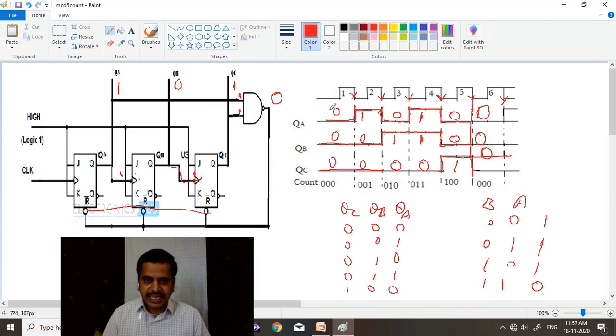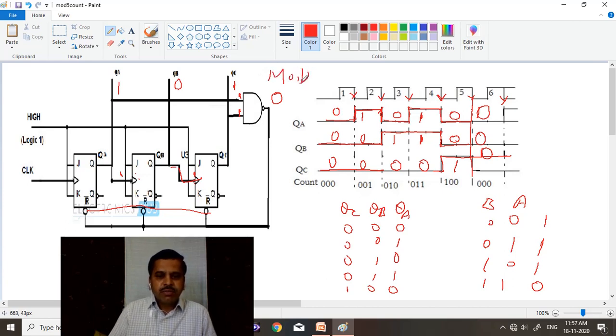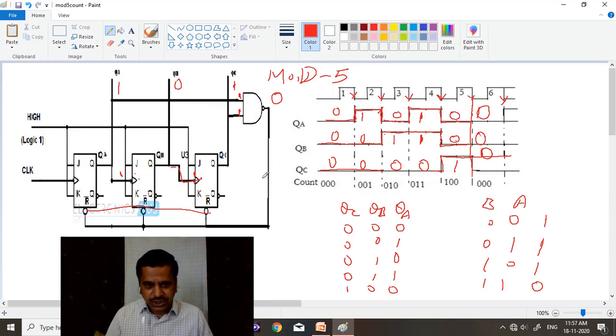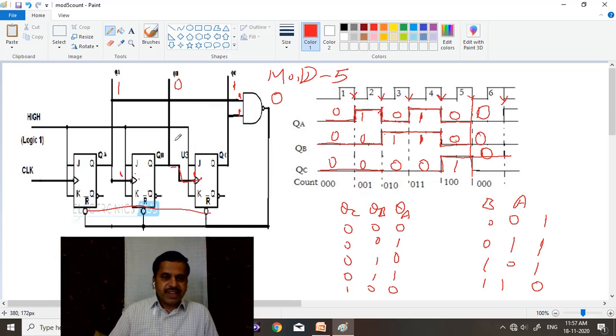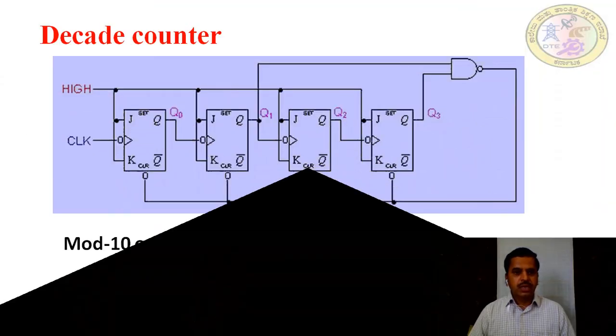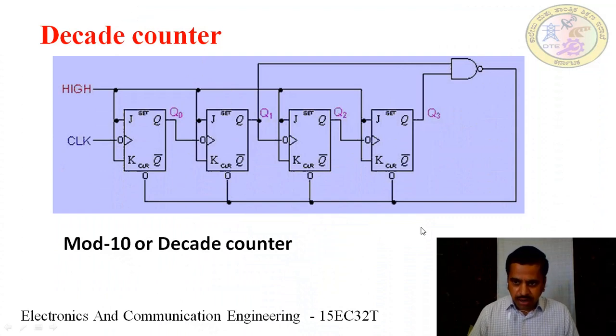During the fifth count, it is going to be 0. Again it recycles. Again it starts from 1, 2, 3, 4. Again 0. So this is mod 5. It means it counts from 0 to 4 and returns to its original state, that means the 0th state. In this fashion, the mod 5 counter works. Yes, we have studied the mod 5 counter.